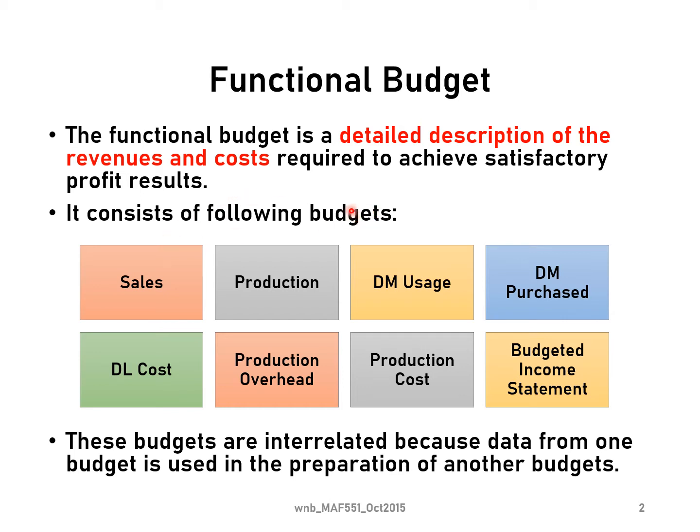Okay, so budget kecil-kecil itu adalah this one lah: sales, production, direct material usage, direct material purchase, direct labor cost, production overhead, production cost, and also the last one is barulah menjadi budgeted income statement. So these budgets are interrelated because data from one budget is used to prepare another budget. Therefore, dia memang akan flow dia macam ni.